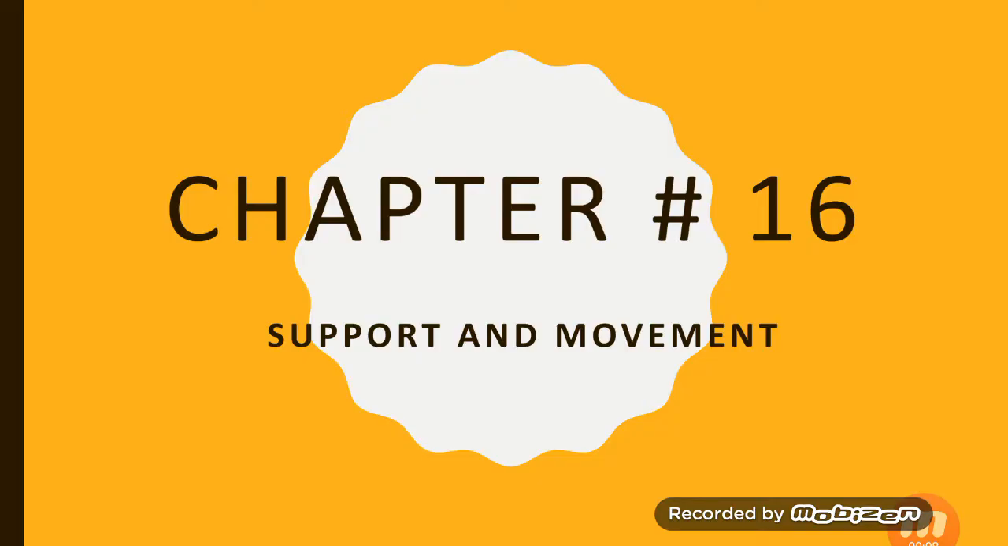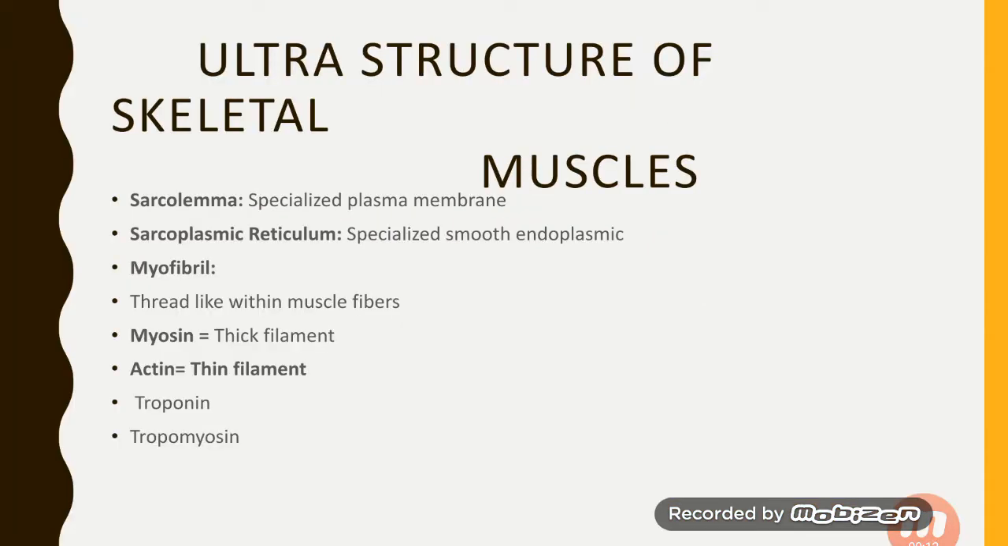Students, we are doing chapter number 16, support and movement, and our today's topic is ultrastructure of the skeletal muscles. So here are some terms that I have mentioned here again, which you need to reinforce for the sake of the next topic's understanding. Sarcolemma is the specialized plasma membrane which surrounds the muscle fiber. Sarcoplasmic reticulum is just like endoplasmic reticulum which runs into the muscle fiber.